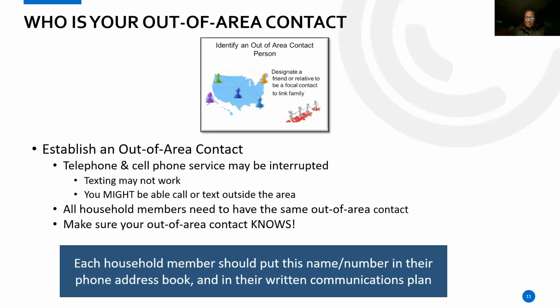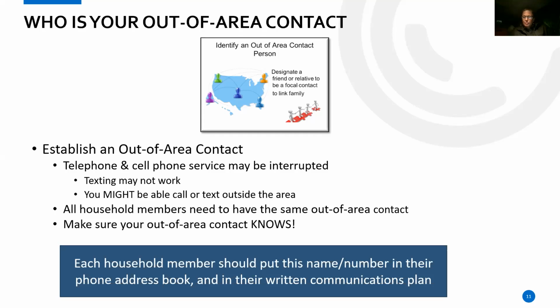The out of area contact: the idea here is if cell phone, texting, telephone, or internet doesn't work, you still might be able to call or send a text outside the area because of how the circuits are. The local circuits may be overloaded, but you might be able to get out of the area. So find somebody that's going to be your out of area contact. For me, it's my cousin in Wisconsin.